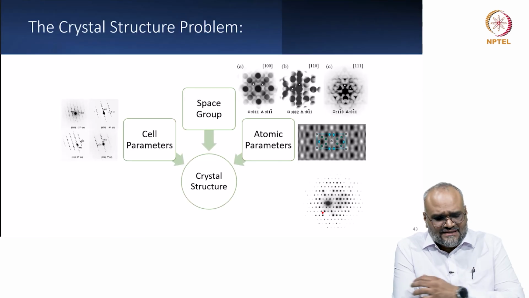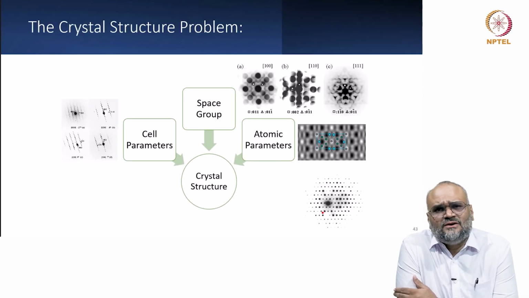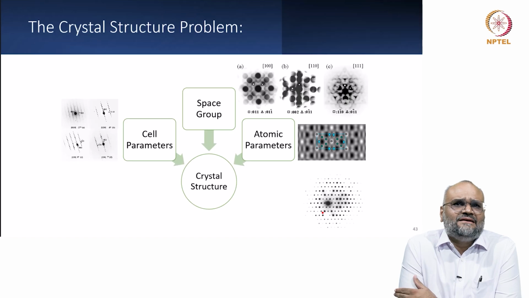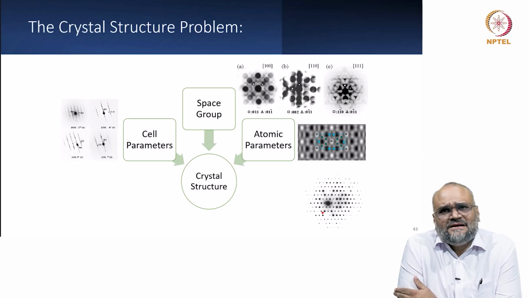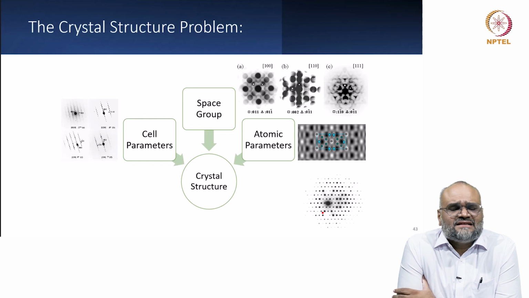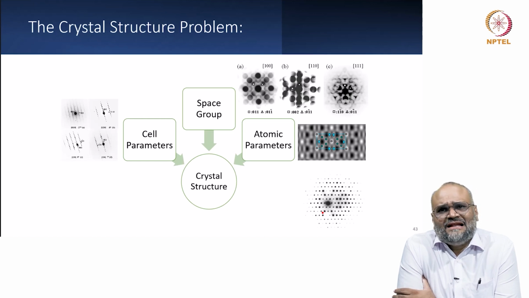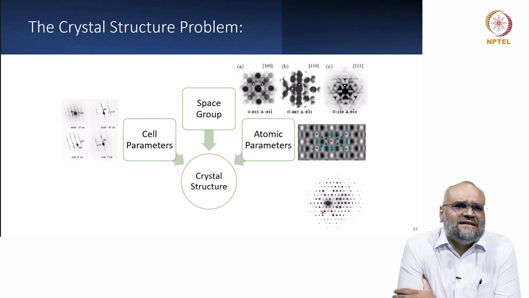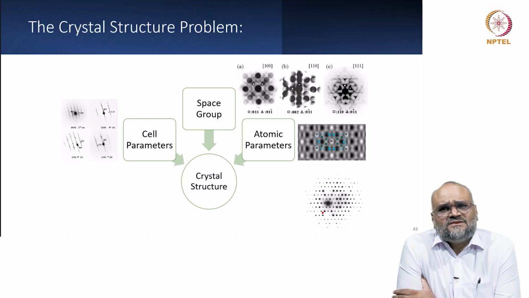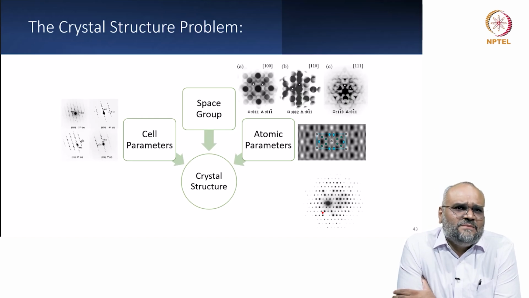So when I define the crystal structure problem for any unknown material, you have to determine three parameters. Primarily, you have to determine the cell parameters which give you the lattice spacings. That is, when you define the Bravais lattice, you define the unit cell vectors in A, B and C directions. That is what you obtain from spot diffraction pattern when you are illuminating in a parallel beam mode.